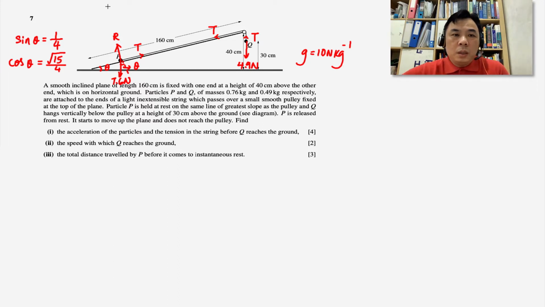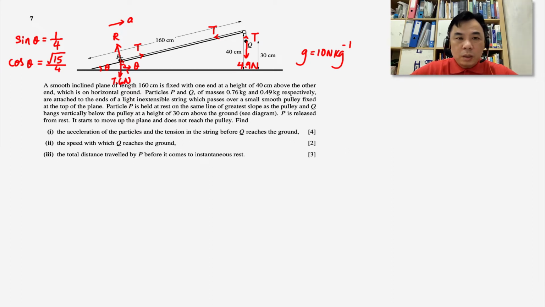Now, to do that, we will label the acceleration as A. Because the system is attached and the string is inextensible, we can assume that P and Q would accelerate at the same time and have the same acceleration, right? So next, we're going to consider all the forces acting on one particular object. You can actually consider the entire object as one object, but it's always easier to apply a divide and conquer strategy.